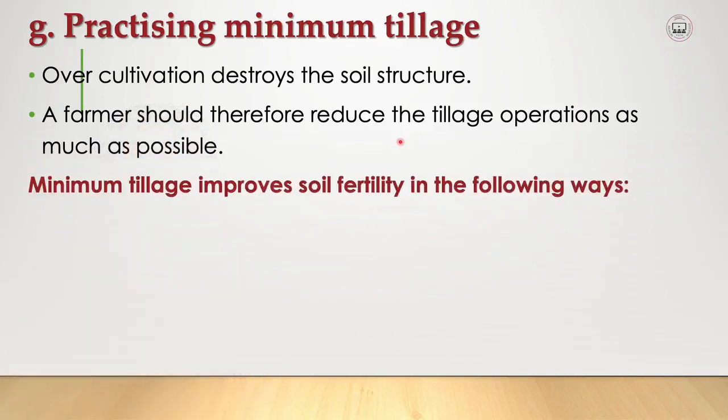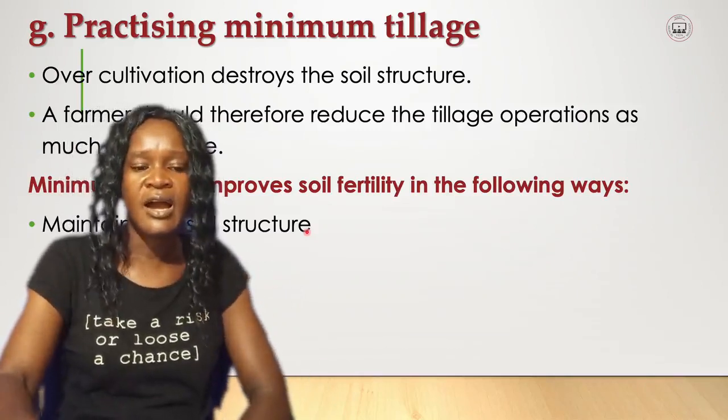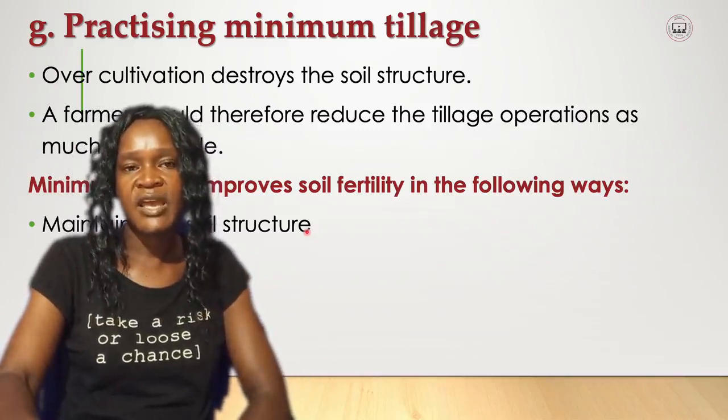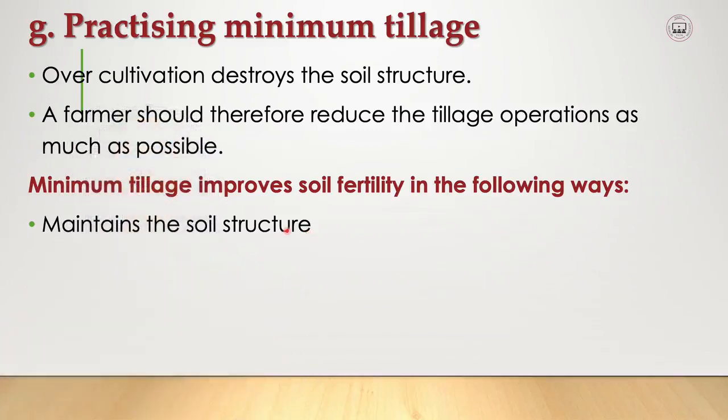So minimum tillage improves soil fertility in the following ways. Number 1, by maintaining the soil structure. Most of the times there is a relationship between soil structure and soil fertility. If there is good soil structure, obviously that will accommodate more nutrients, improving the fertility. Apart from that, it conserves the soil moisture.